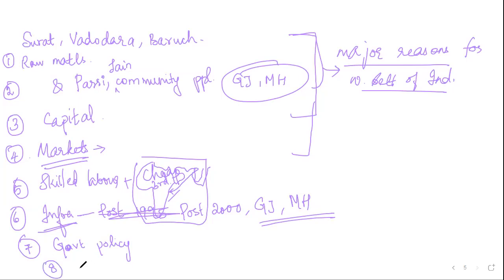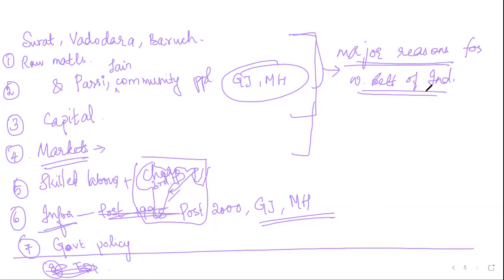Number eight, FDI, huge FDI that we have been receiving in pharmaceutical, that is advantages. No, don't write that. So these are the number seven. These are the locational advantages or locational factors with respect to the pharmaceutical industry. Most of them you can also write as major reasons for the western belt to be flourishing as the pharmaceutical region of the country.